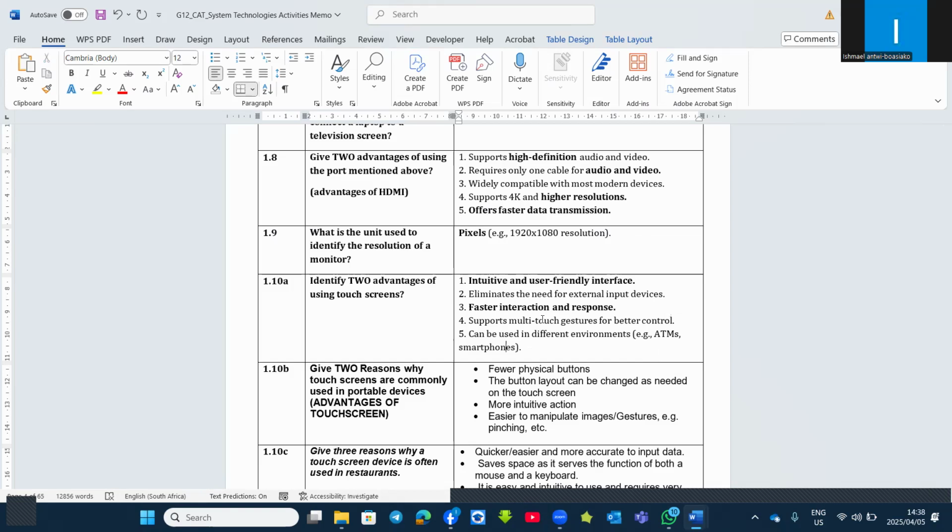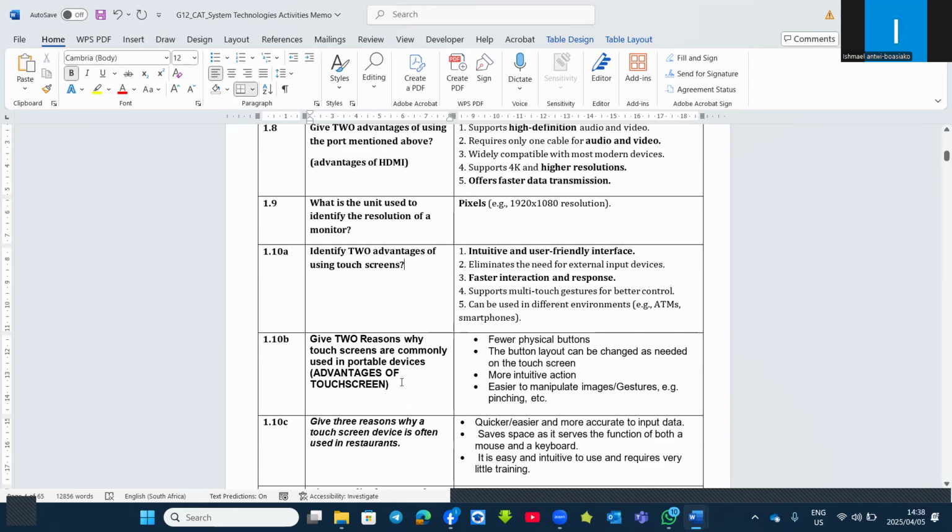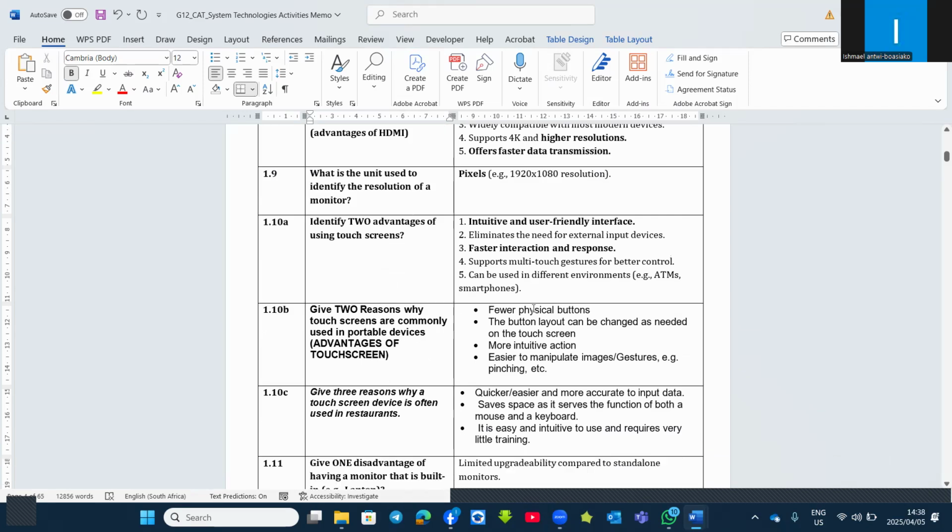Right, give two reasons why touchscreens are commonly used in portable devices. So these two are the same. Two reasons why touchscreens are mostly used. So that's why I separated them. They are still talking about the same thing. In other words, the advantages. Fewer physical buttons. The button layout can be changed. And then intuitive, as I talked about earlier, and easier to manipulate or interact as well. Right, so basically this 1.10a and the 1.10b are talking about the same thing, just that the question was changed.